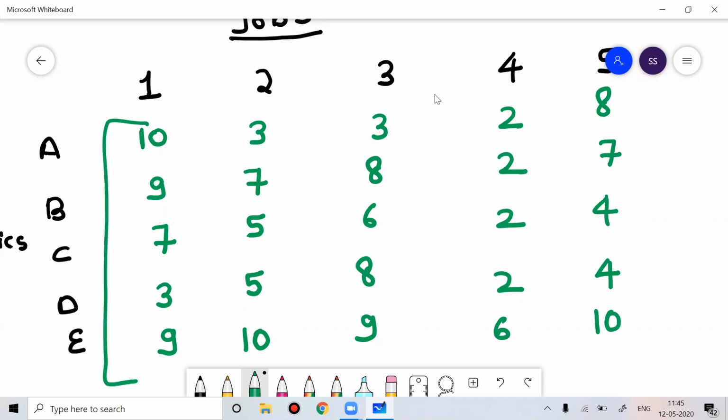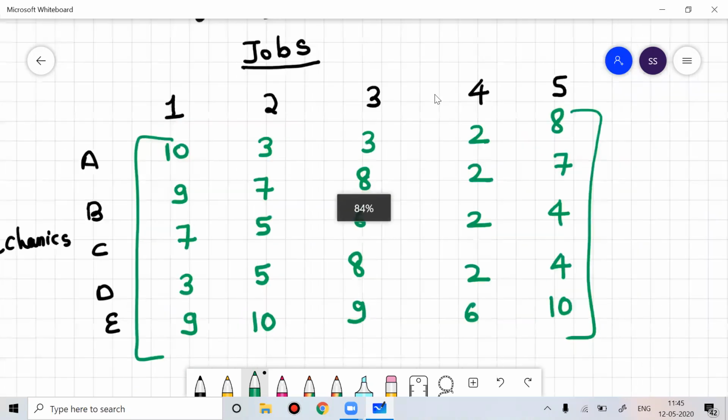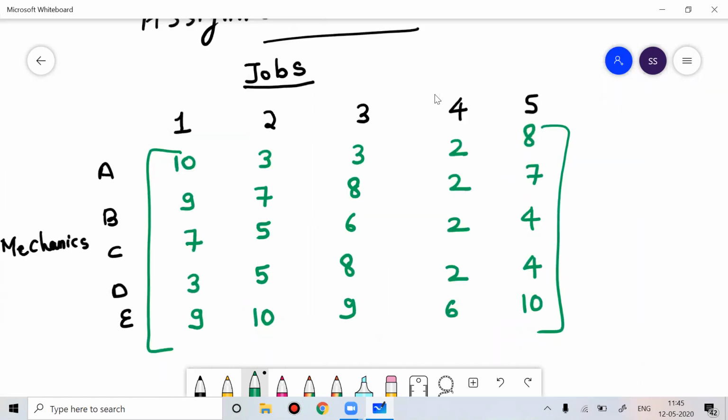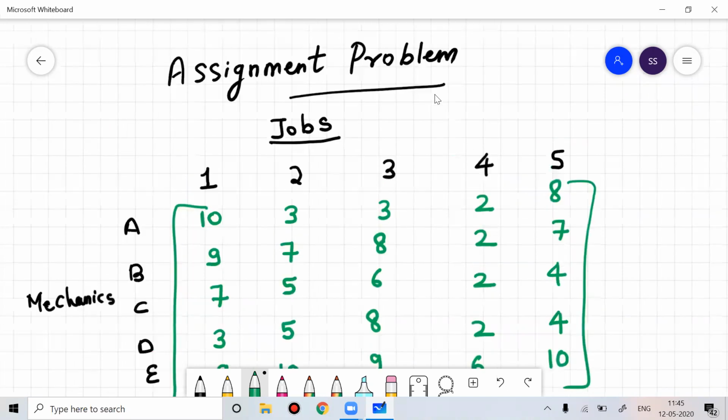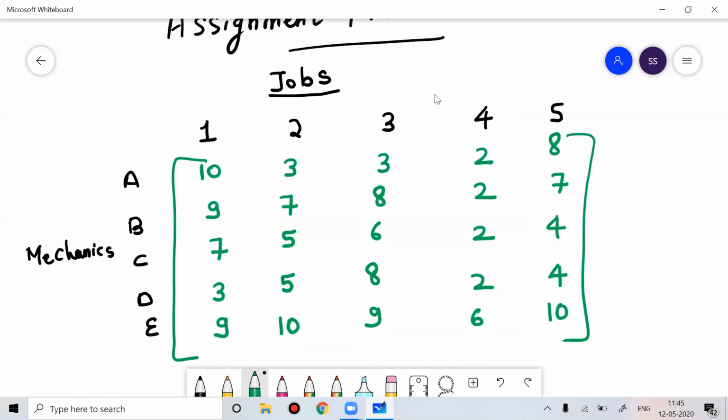So there are 5 mechanics and 5 jobs. You can see this is called an assignment problem. For this problem, if you notice, there are 5 jobs and 5 mechanics who can do them, and the cost associated with these jobs being done by these 5 mechanics is given to you. Now the question arises: which mechanic will do which job?